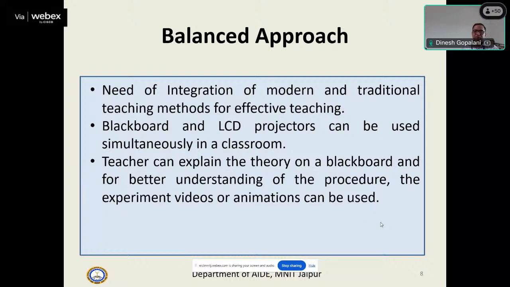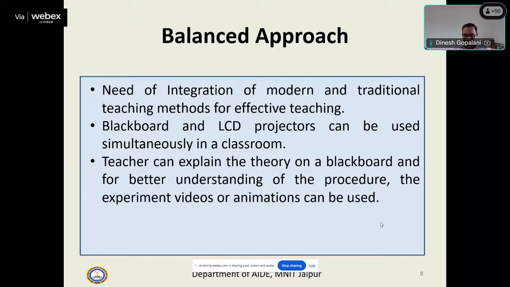So again, I'm favoring the mixed approach. Things which should be covered on the board should be covered on the board. For the rest of the things, if you want good pictures and animations, you can have them on your slides. Teachers should explain the theory on the board, and for better understanding of the procedure, experiment videos or animations can definitely be used.